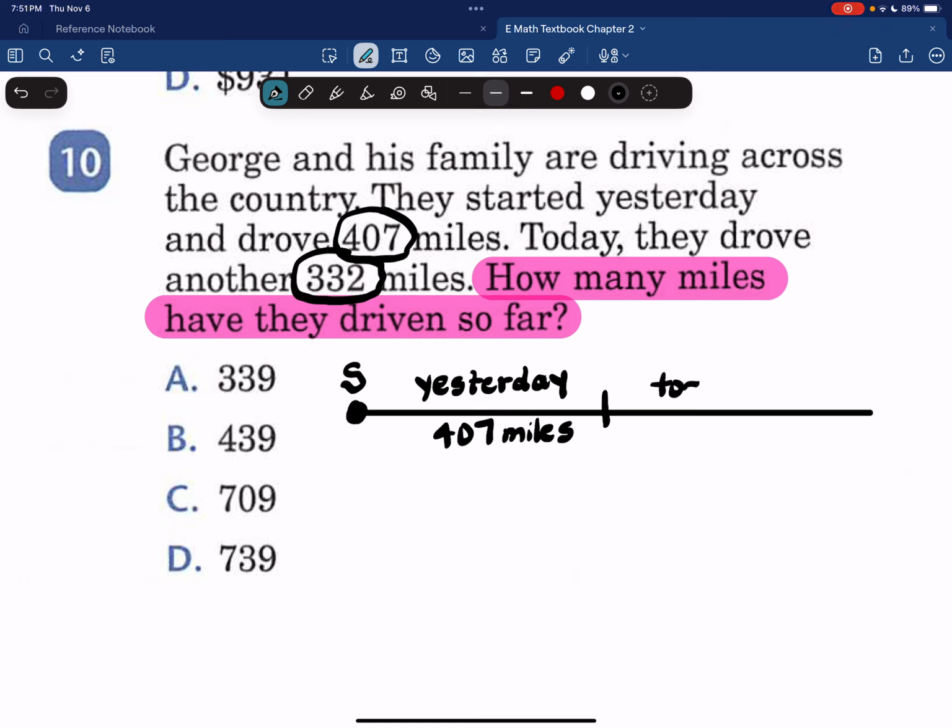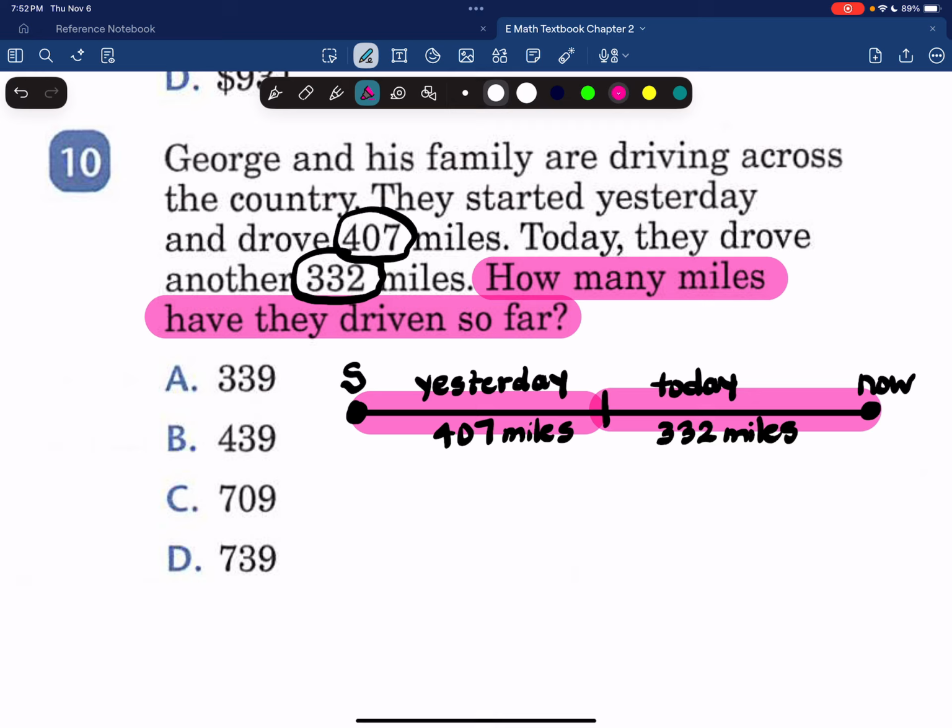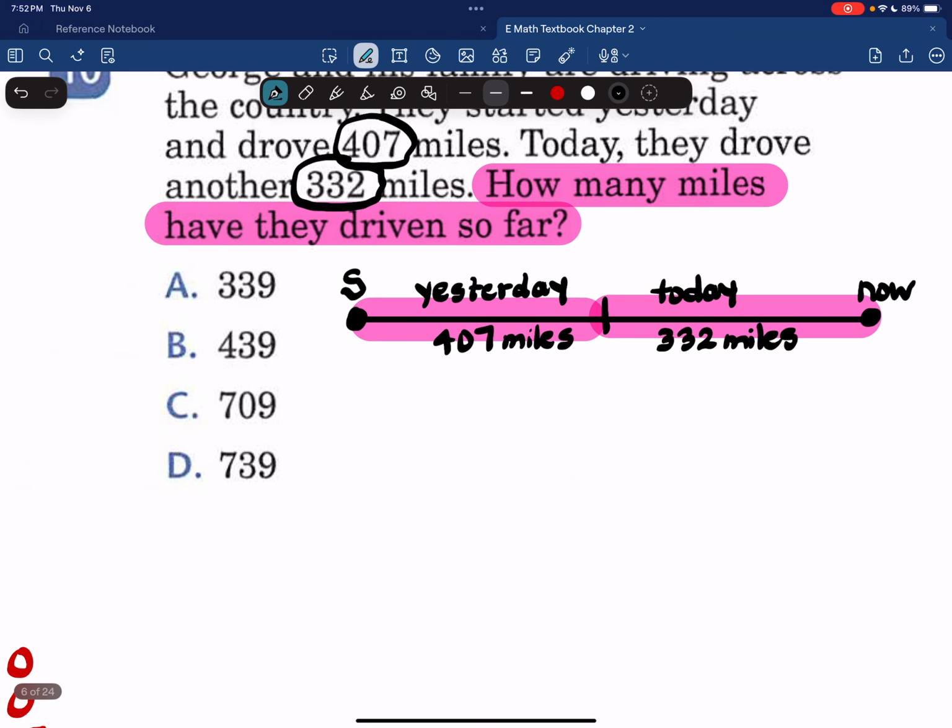Today, they drove 332 miles. And this is now. Doesn't say that they're done, it just means at this point in time. So what I'm doing here is addition. I'm taking this section and this section and I'm putting those together.